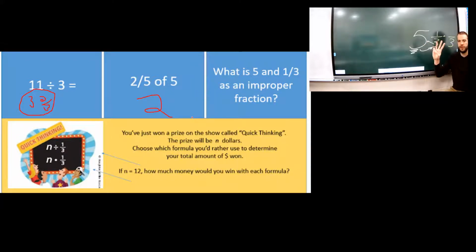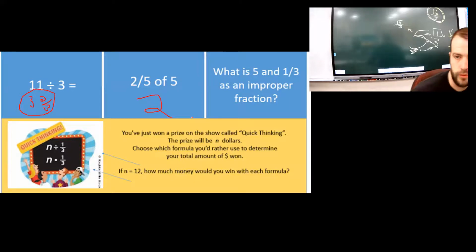3 thirds, 3 thirds, 3 thirds, 3 thirds, and 3 thirds. 15 thirds. So this is equal to 15 thirds. But remember, I don't just have 5. I also have 1 third. So 15 thirds plus 1 third is 16 thirds. So 15 plus 1 is 16, 16 thirds. So that answer is 16 thirds.